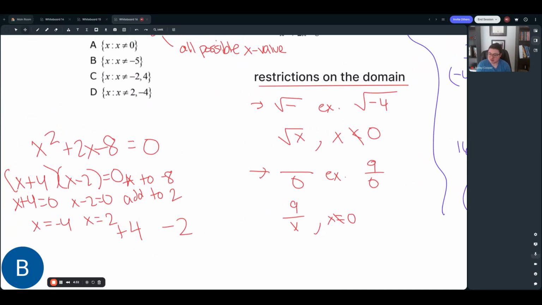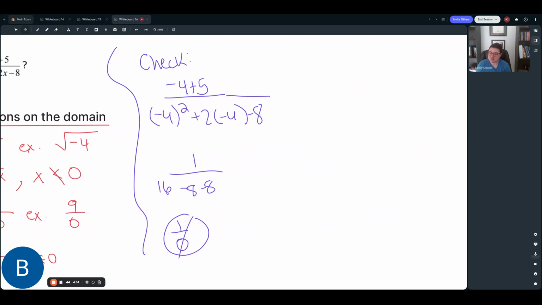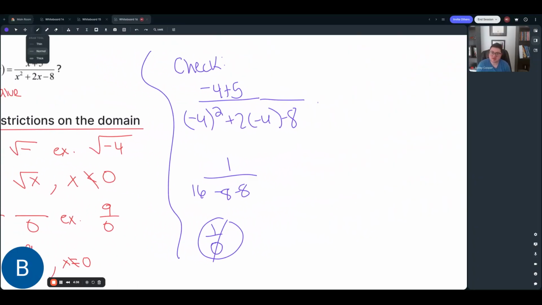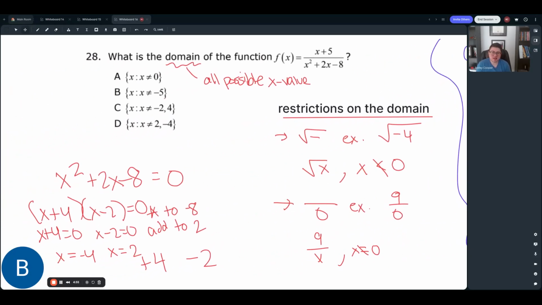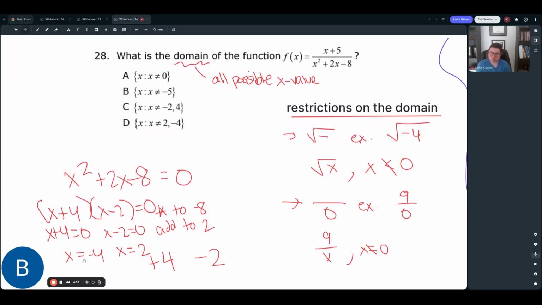And then our other one was +2, so let's check that. 2 plus 5 over 2 squared plus 2 times 2 minus 8. 2 squared is 4. I guess we could do our numerator here too. And then on our bottom, that's 4 plus 4 minus 8. 8 minus 8 is 0. So once again, we're dividing by 0. So that proves that our domain restrictions are +2 and -4.